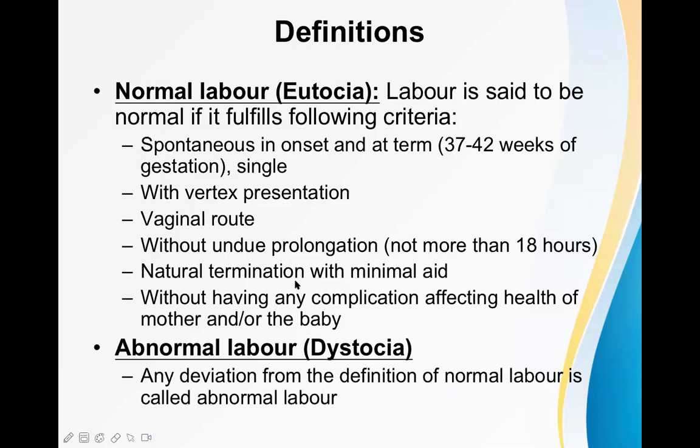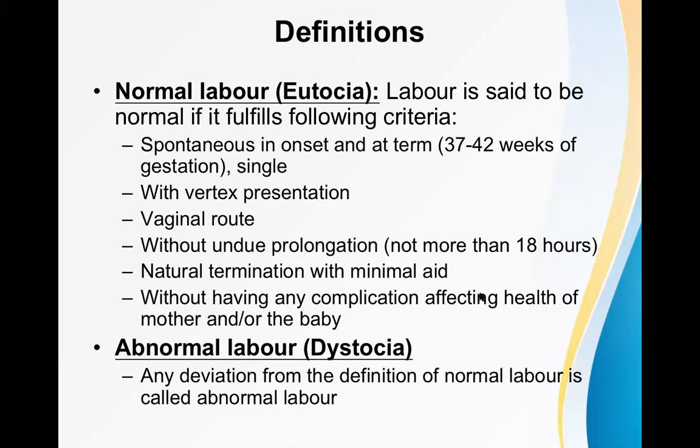The labor or delivery should be naturally terminated with minimal aid. It should be naturally terminated, and then there should not be any complication to the mother or the baby. Both of them should be healthy after normal labor. So these are the very important points you should never forget. Normal labor is also known as eutocia. This is the medical term.